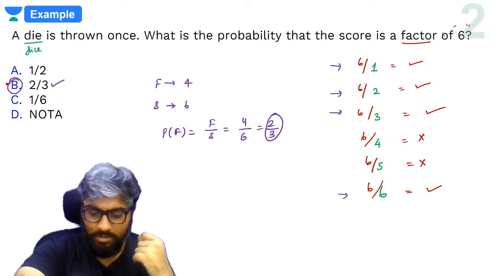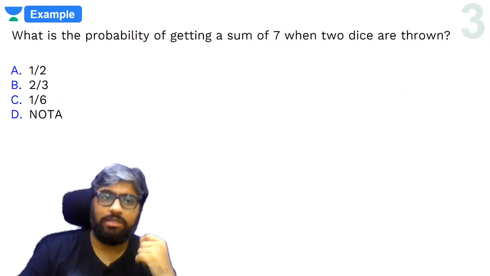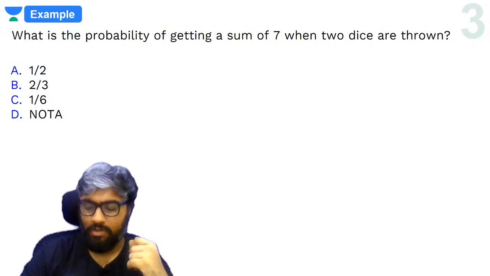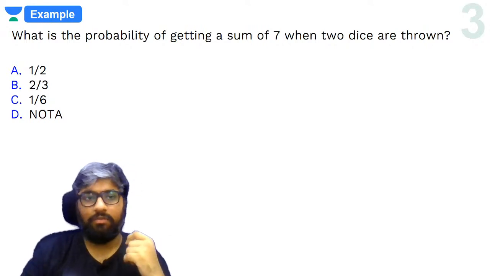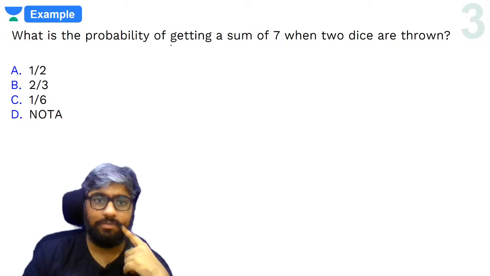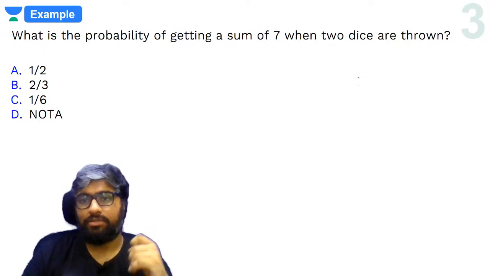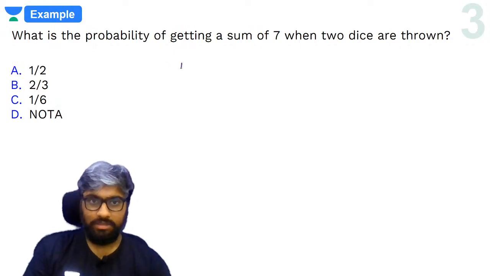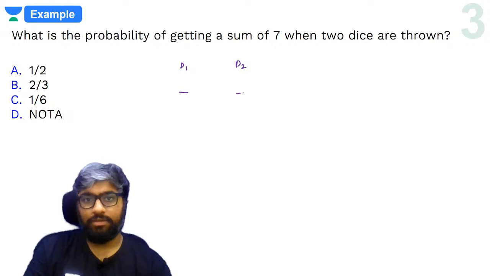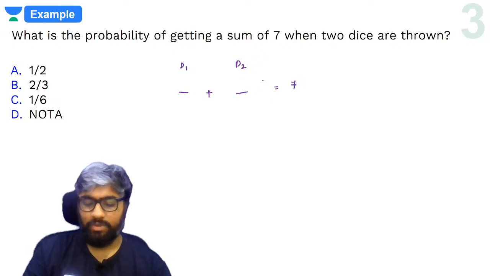All right. Here's our next question. Read the question carefully. What does it say? It says, what is the probability of getting a sum of 7 when 2 dice are thrown? So this is the result from die 1. This is the result from die 2. They're saying the sum should be exactly 7. How many such cases are possible?